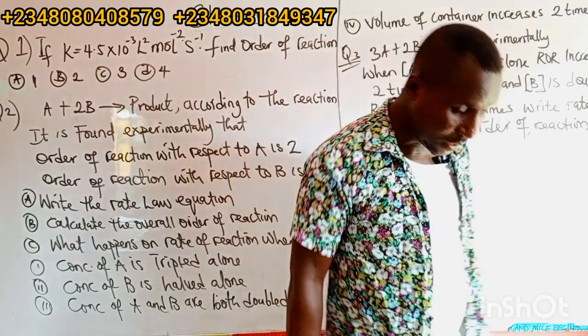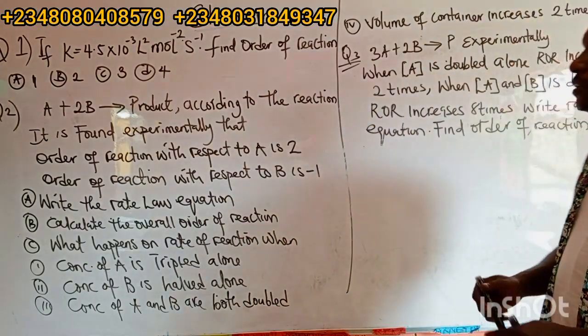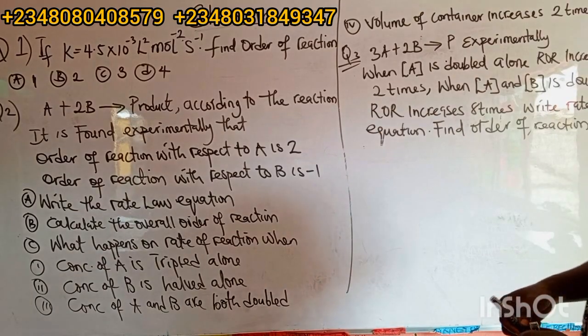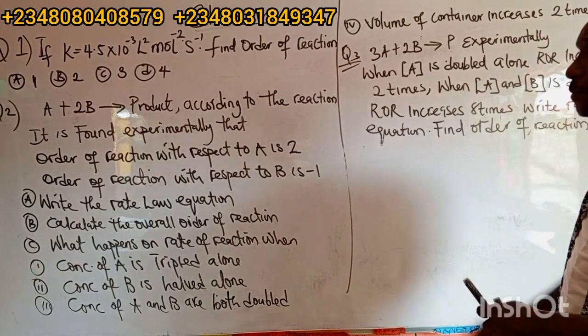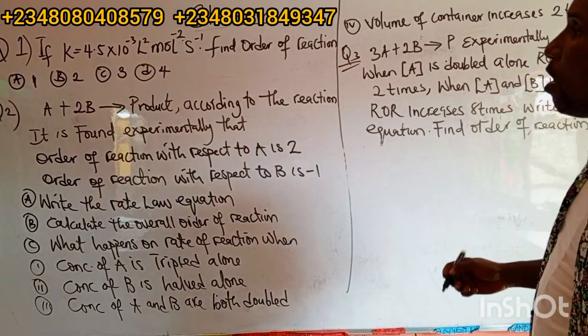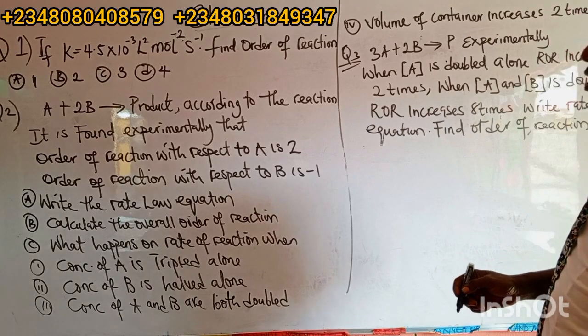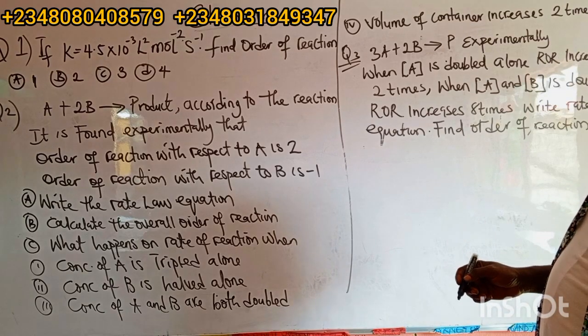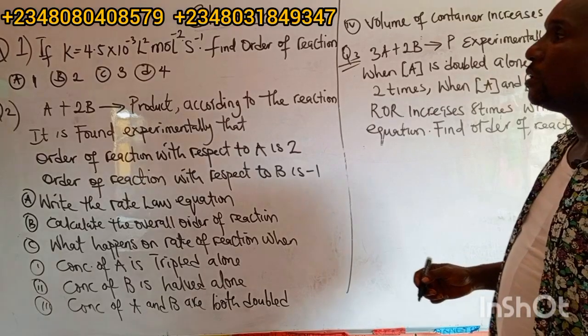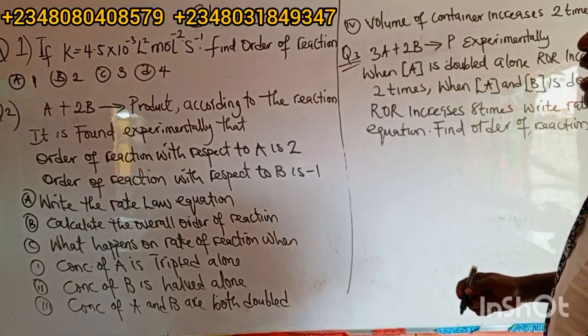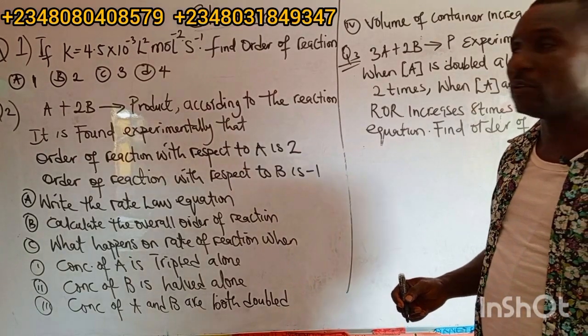Let's look at these questions. The first question says, if K, the rate constant, is given as 4.5 times 10 raised to the power minus 3, liter raised to the power 2, mole raised to the power minus 2, per second.